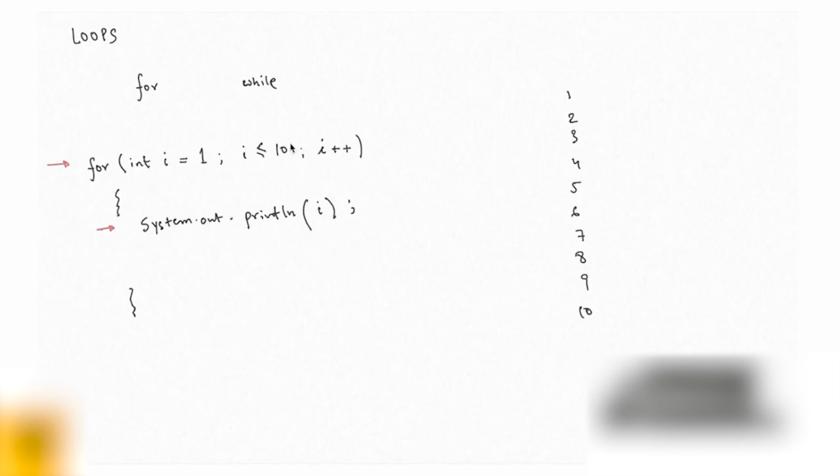Then it goes and increases the value of i by 1. Now the value of i is 2. Now it checks the condition. It says, is i still less than or equal to 10? The value of i is 2 at this point, right? Because it increased the value just once. So this statement is true.